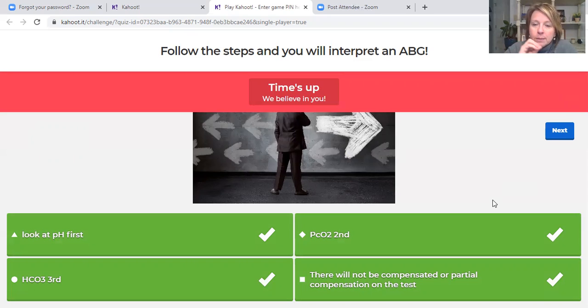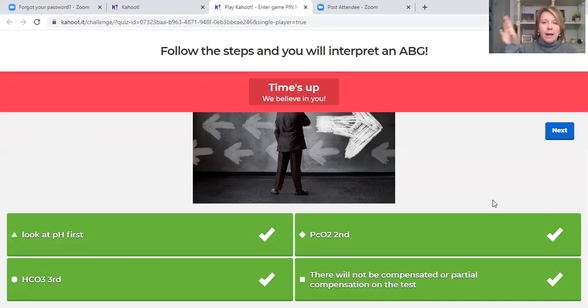And I want to say this again, there will be no compensated or partial compensation on the test. I won't do that to you. That is an advanced interpretation of an ABG. That is something that you would do if you went into ICU or dealing with ventilated patients or very, very sick patients, because what the body will do is it's going to try to push itself back into homeostasis. It wants everything to return to a normal state. And so the lungs and the kidneys together are going to fight hard.